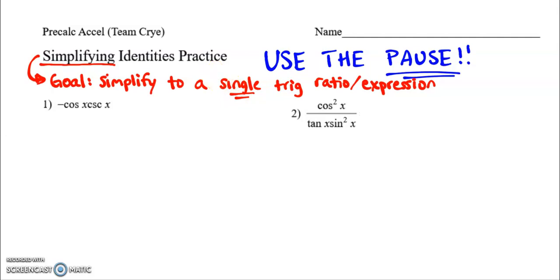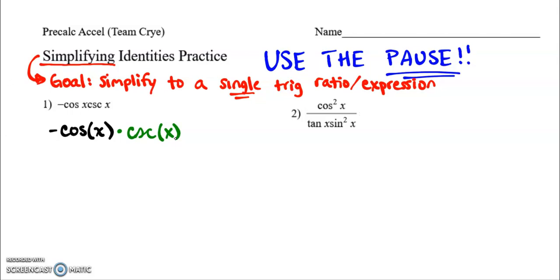Okay, so the first thing you might say is, I don't even know what all that says. So if what you're reading is a little bit confusing to read, then maybe rewrite it. So for example, what this says is negative cosine of x. Okay, so that's one of our functions, times cosecant of x. Okay, so the variables are the same.